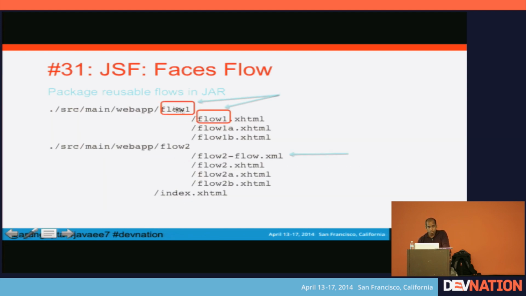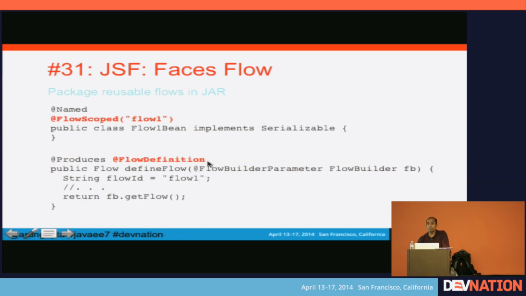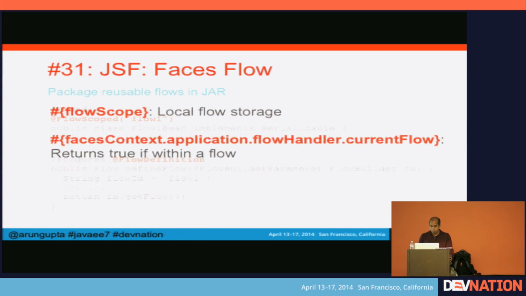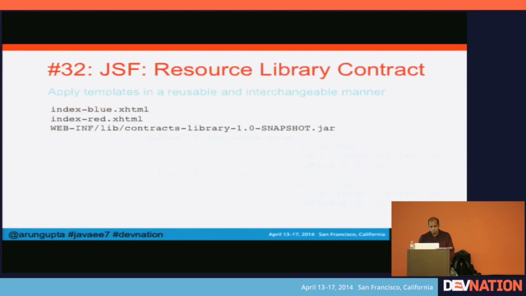So for example, let's say you are not following this convention, but you want to define it more programmatically. I'm going to know the details at runtime. Then you can start defining it programmatically using the @FlowDefinition annotation. There are also EL expressions like flowScope, or whether you are in a flow or not. So all of those elements are available to you in a standard JSF page.